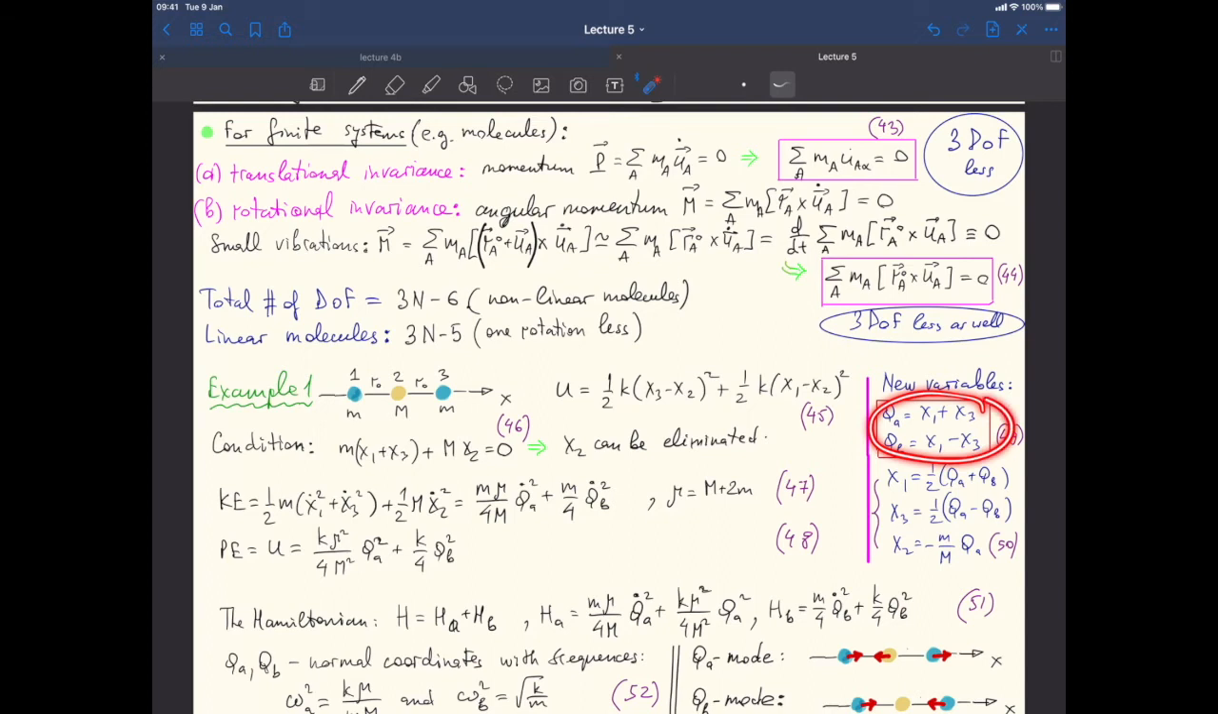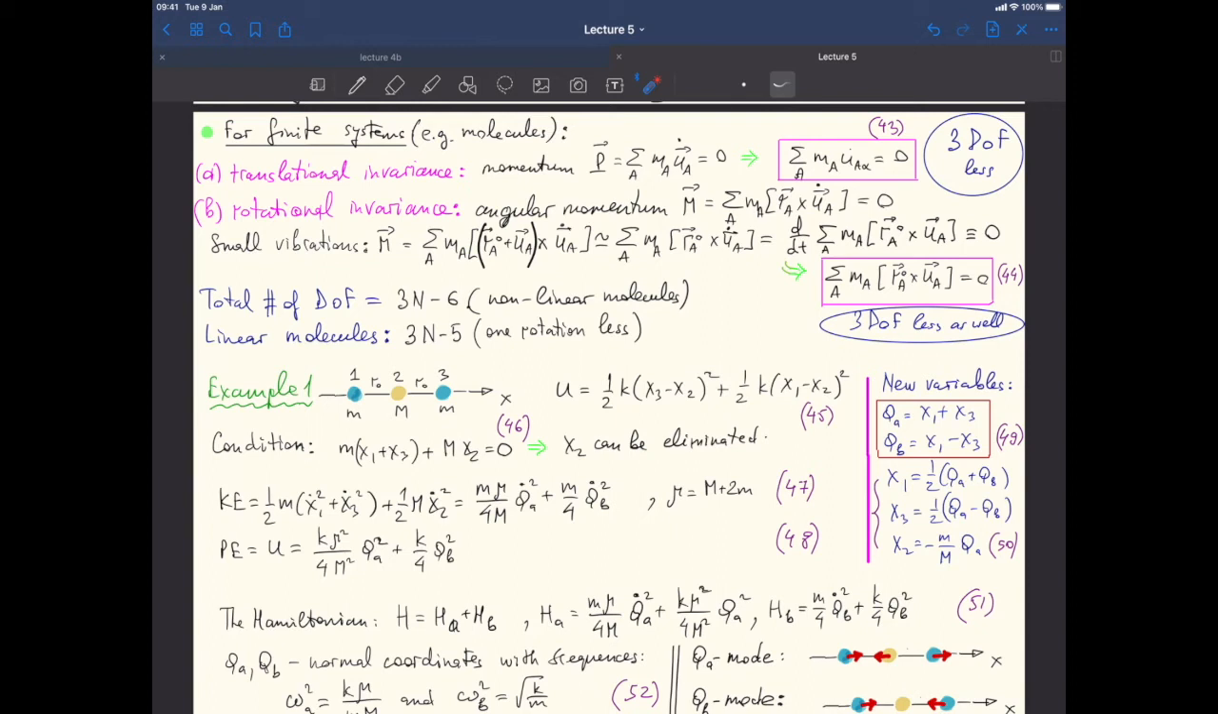Using these 2 equations, and also this equation here, which relates x2 with x1 and x3, you can relate each of the 3 coordinates, displacements, to these only 2 coordinates. So these 3 equations allow for arbitrary displacements of atoms 1, 2, 3, subject to that condition, which basically keeps the center of mass of the system intact.